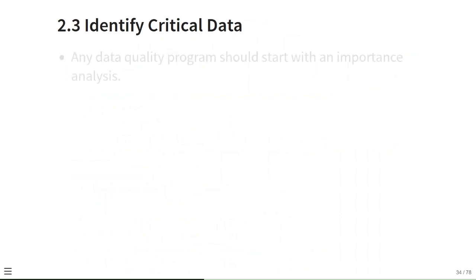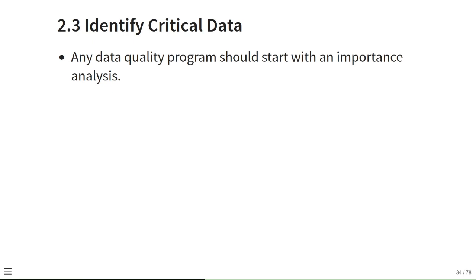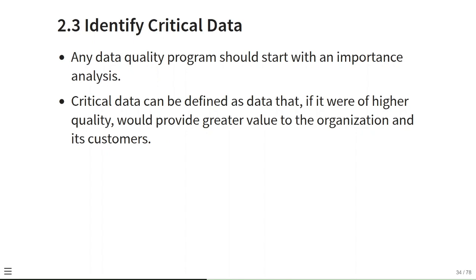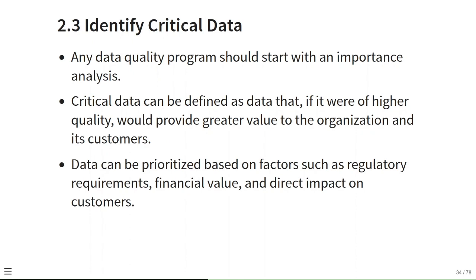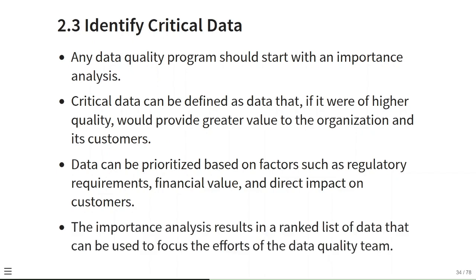Identify critical data. Any data quality program should start with an importance analysis. Critical data can be defined as data that, if it were of higher quality, would provide greater value to the organization and its customers. Data can be prioritized based on factors such as regulatory requirements, financial value, and direct impact on customers. The importance analysis results in a ranked list of data that can be used to focus the efforts of the data quality team.